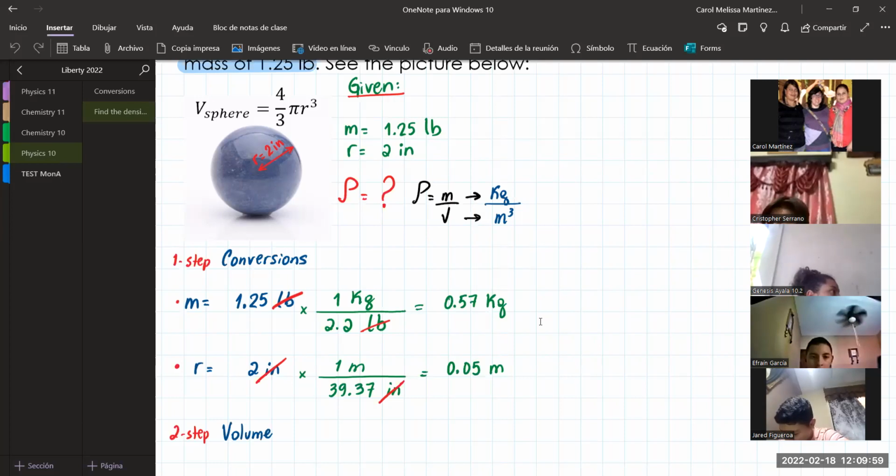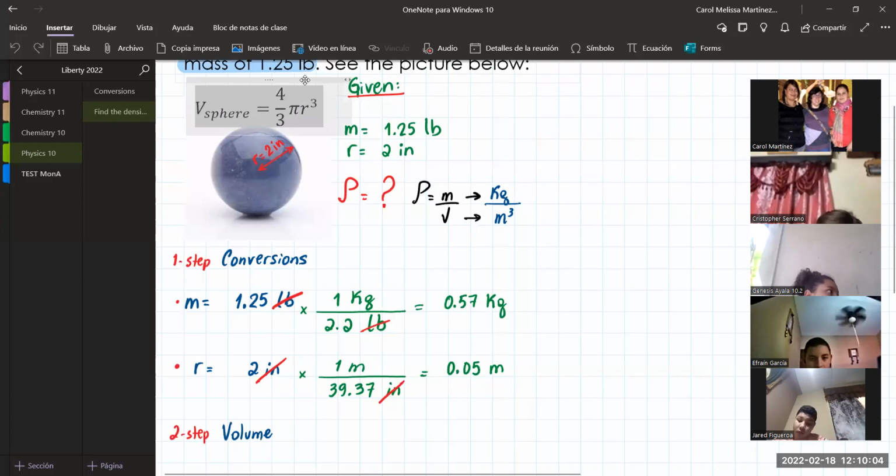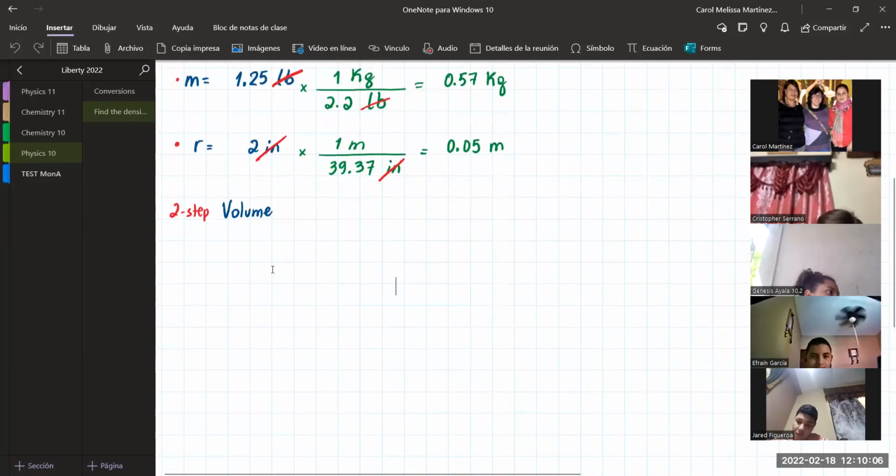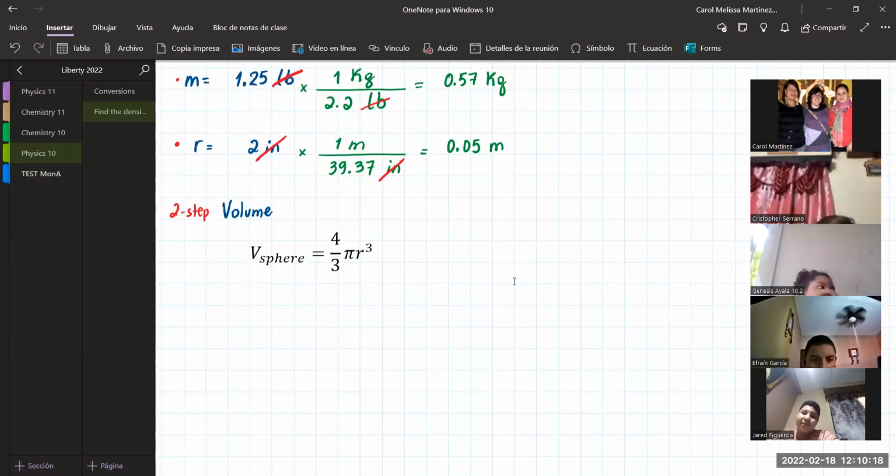So here the formula is given to us: the volume of a sphere is equal to 4/3 pi radius raised to the third power. So all we need to do is use your givens. So the volume of the sphere is equal to, you can just write sphere directly.